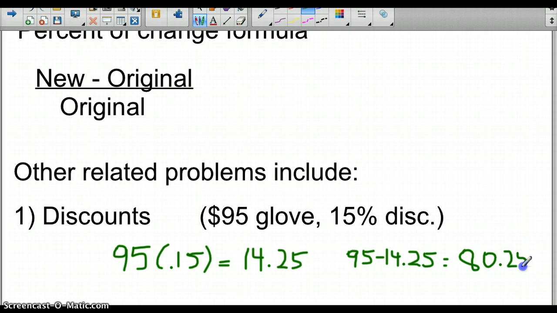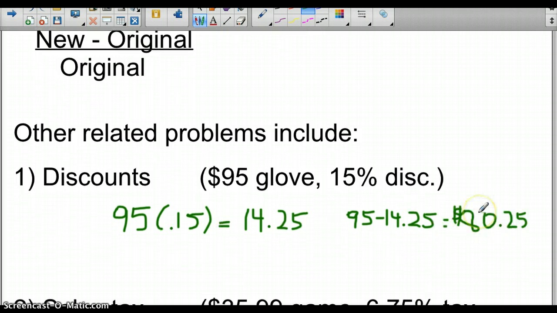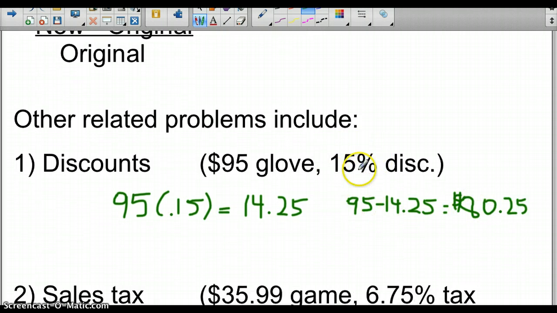Okay, so that's one way to do that type of discount related problem, is take the percentage up front, multiply it by the cost of the item, get a value, and then that's the amount of the discount. So we subtract that amount from our original value of 95 in this case, and we end up with $80.25.